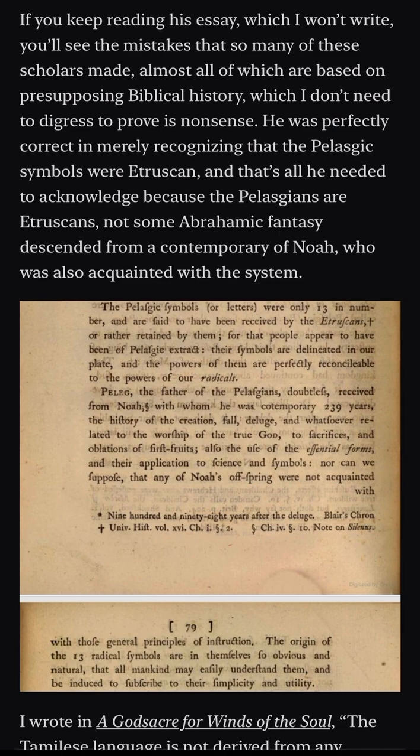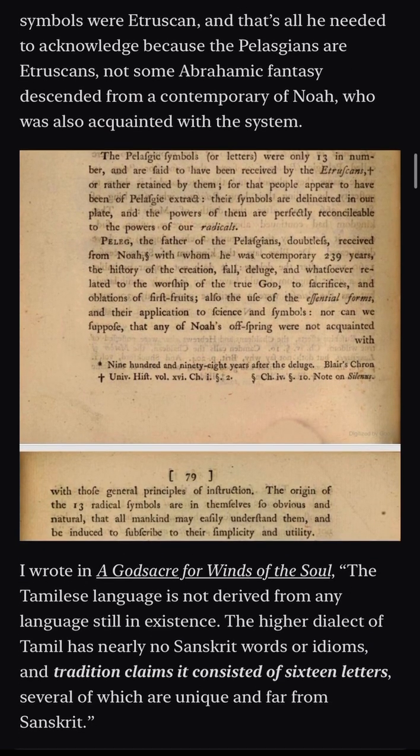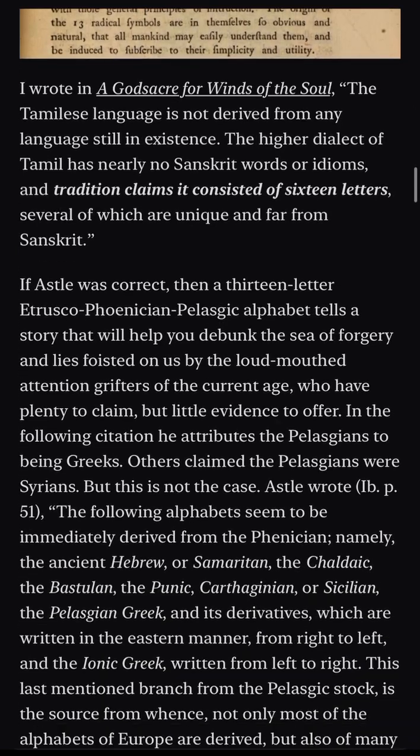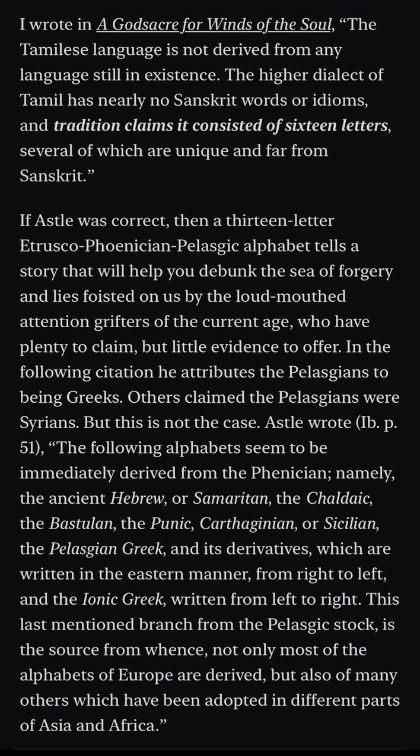If you keep reading his essay, which I won't write, you'll see the mistakes that so many of these scholars made, almost all of which are based on presupposing biblical history, which I don't need to digress to prove is nonsense. He was perfectly correct in merely recognizing that the Pelasgic symbols were Etruscan, and that's all he needed to acknowledge, because the Pelasgians are Etruscans, not some Abrahamic fantasy descended from a contemporary of Noah, who was also acquainted with the system. I wrote in A Godsacre for Winds of the Soul, the Tamilese language is not derived from any language still in existence.